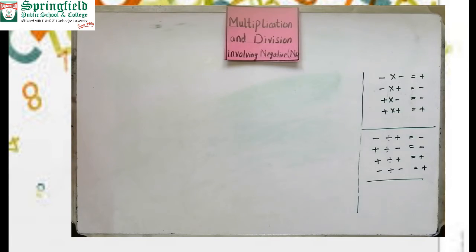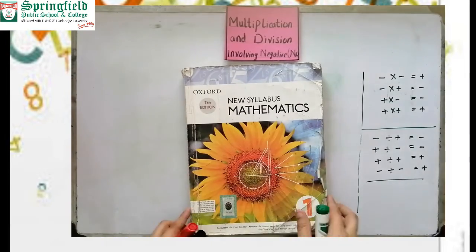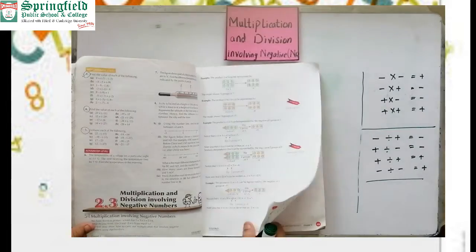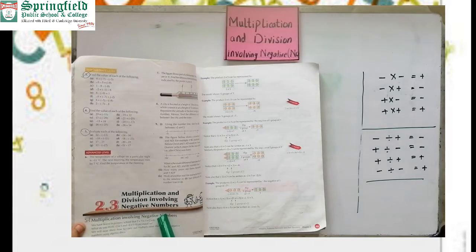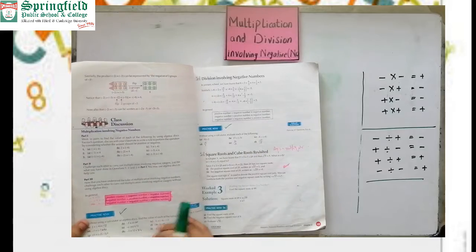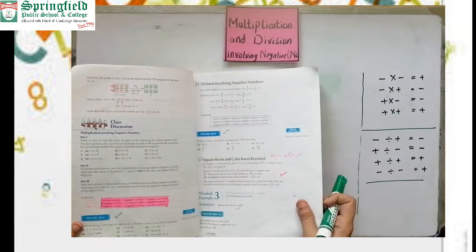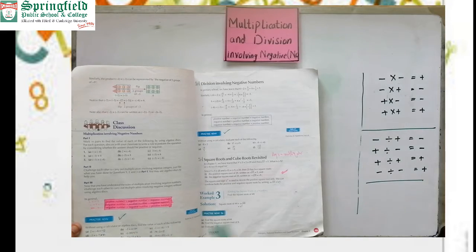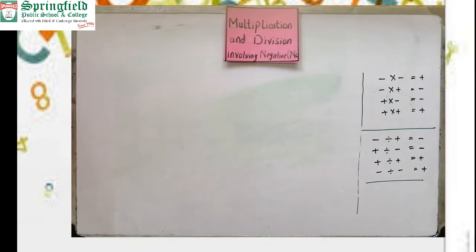Okay, beta, now take out your book, New Syllabus Mathematics 1, and turn to page number 37. Multiplication and division involving negative numbers. We also discussed some points. So come to the practice question, page number 39. They are saying: without using a calculator or algebra discs, find the value of each of the following. So simple multiplications, how we can multiply two or more negative numbers. Find page number 37.